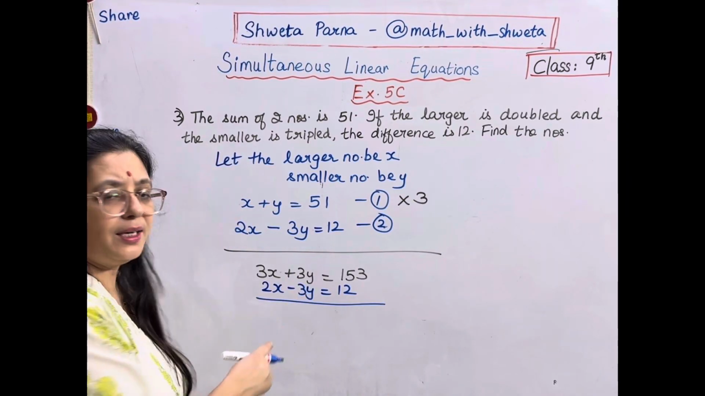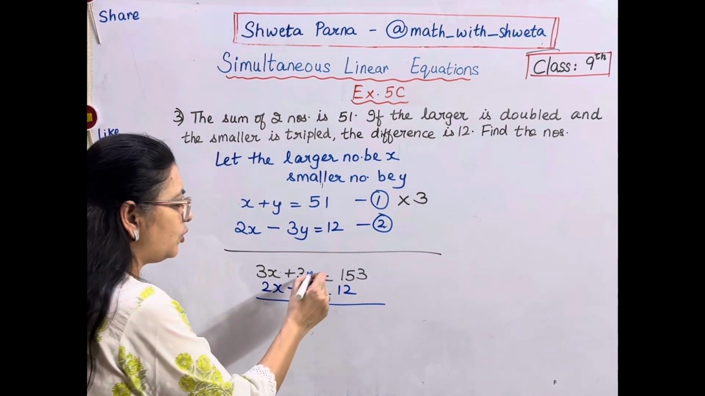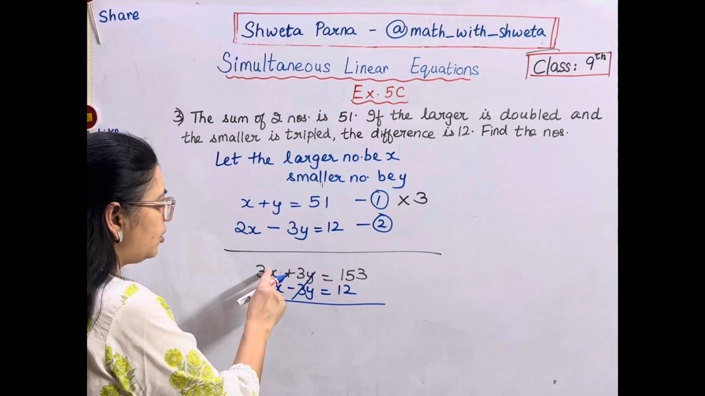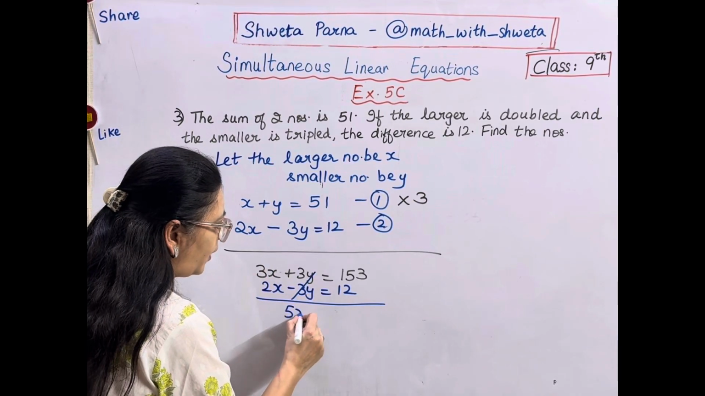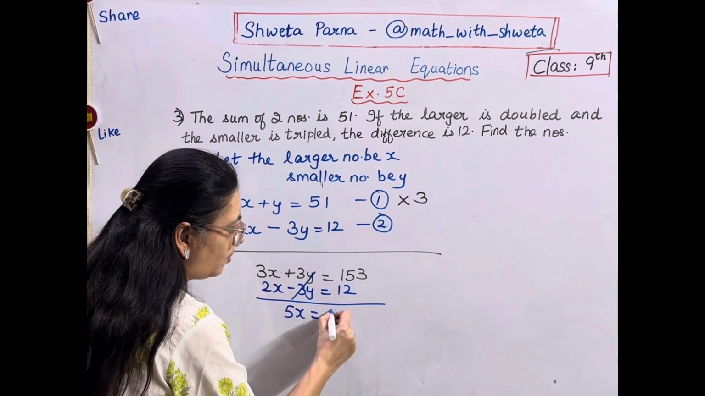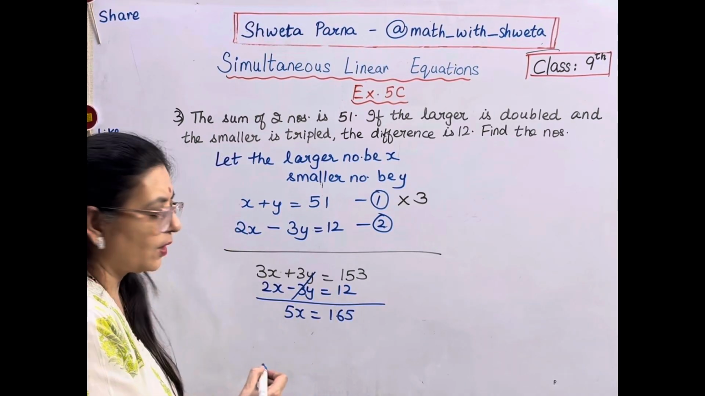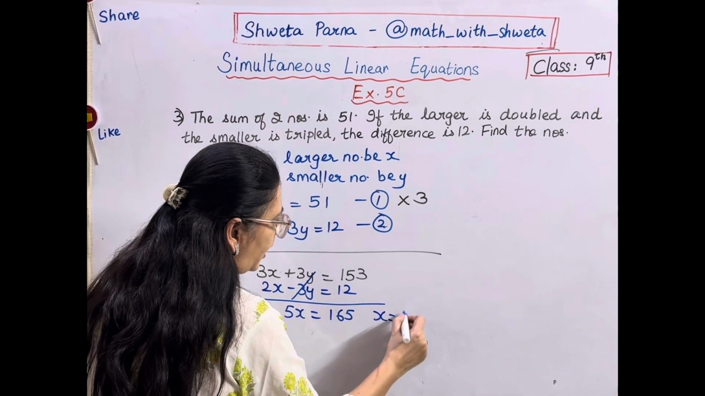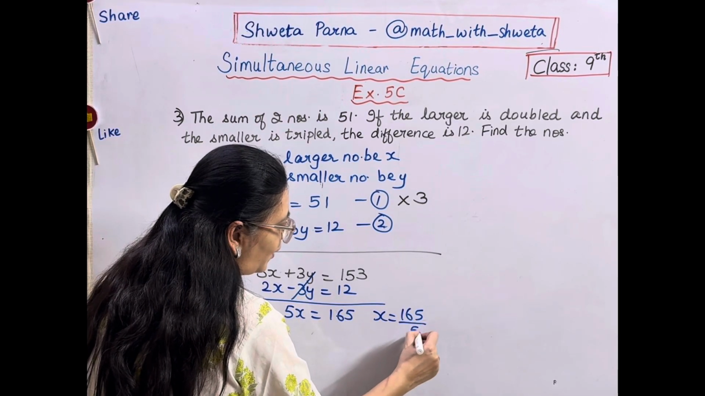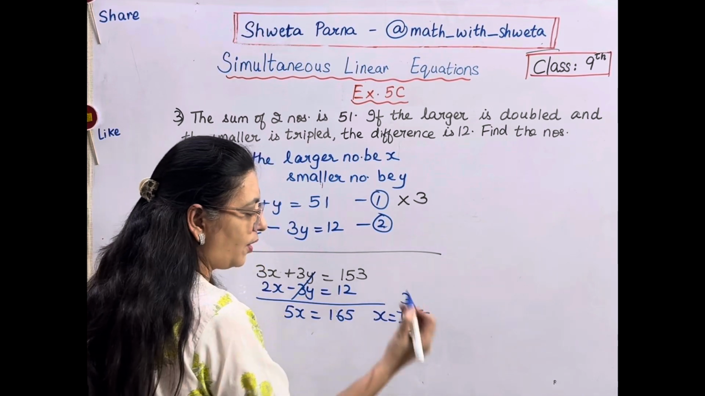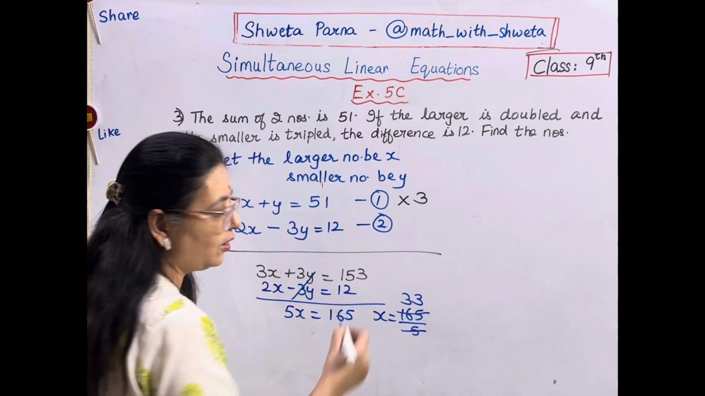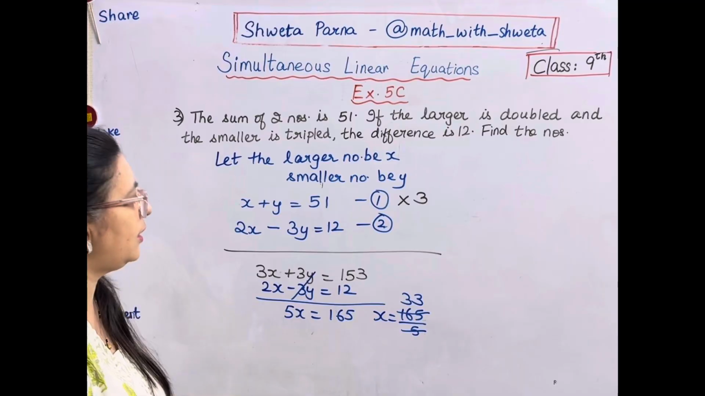Now, 3y minus 3y, you can cancel it. So, you have to just do simple addition. 3x plus 2x is 5x is equal to, this will become 165. So, what is the value of x? x is 165 divided by 5. 5 3s are 15, 1 5 3s are 15. So, the value of x is 33.